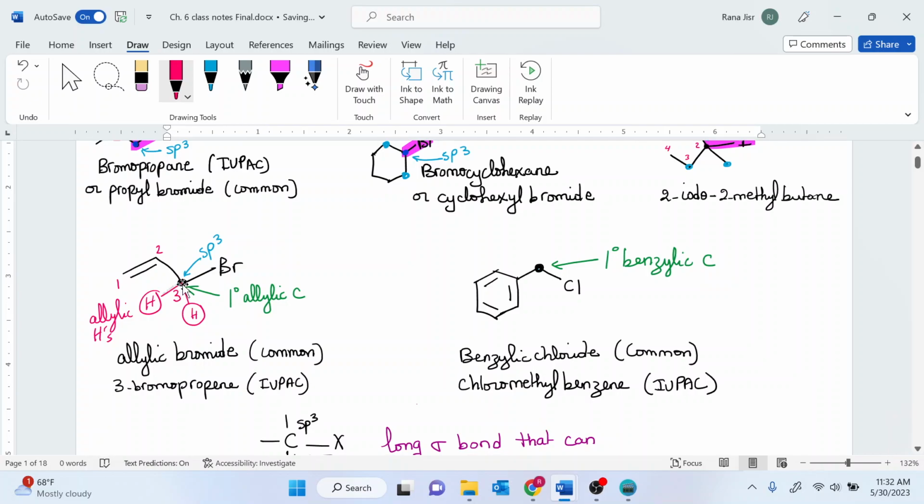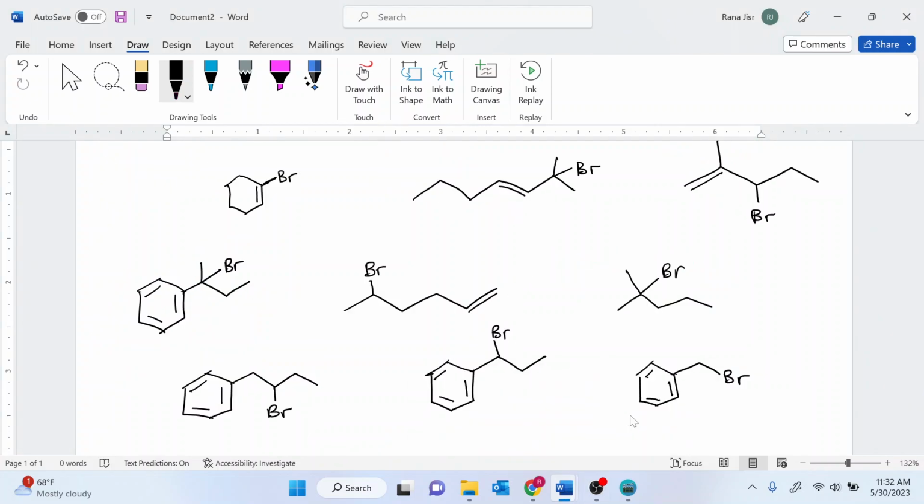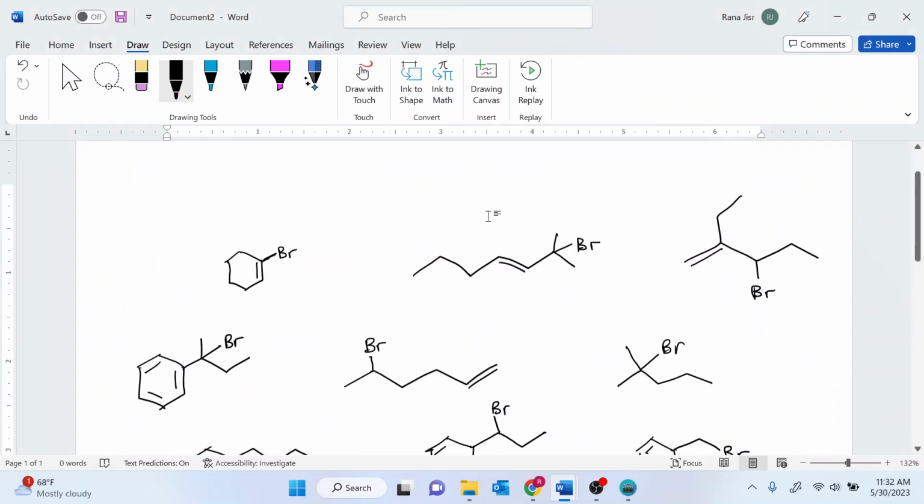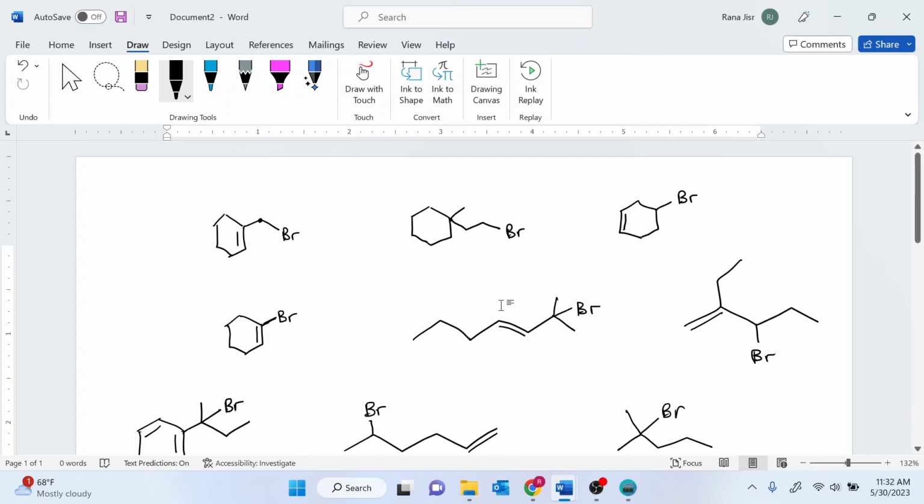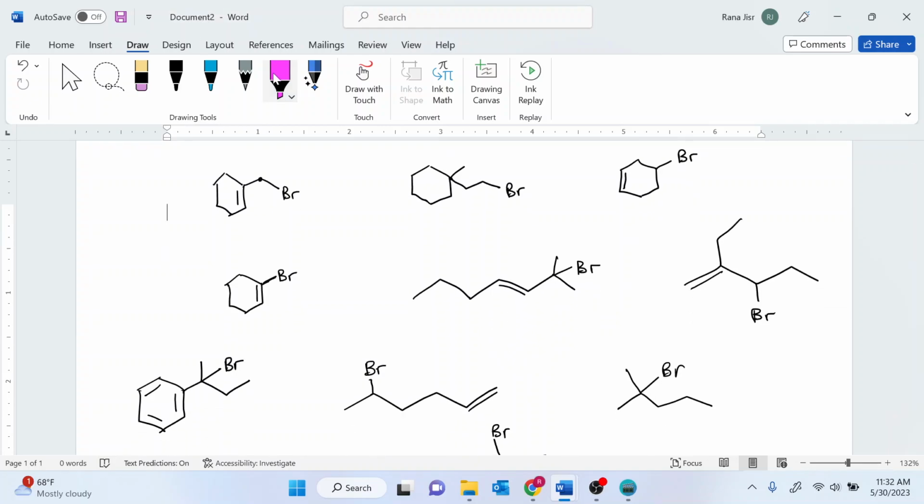Now, allylic carbons come in types. They come as primary, as secondary, and as tertiary. Let's have an example. Let's say, for example, I have something like this over here, and I want to determine what type of alkyl halide that is. The first thing that I would need to do is to check my double bond and to check the position of the halogen that is connected to the double bond. So the halogen here is on carbon number 3 of the double bond.